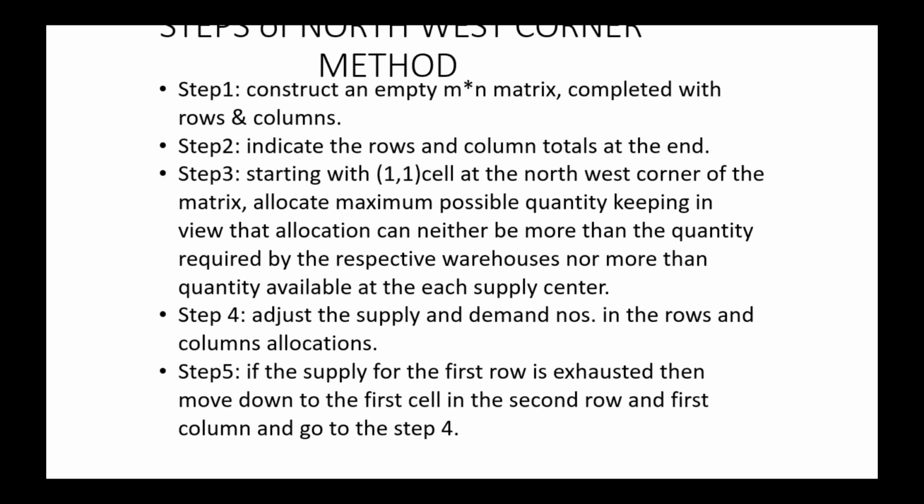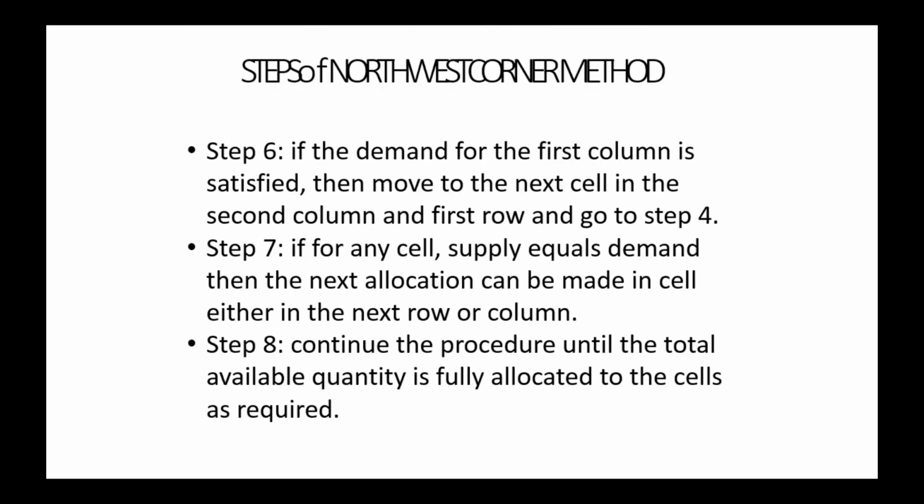And step seven, if for any cell supply equals demand, then the next allocation can be made in a cell either in the next row or column. And step eight, continue the procedure until the total available quantity is fully allocated to the cells.